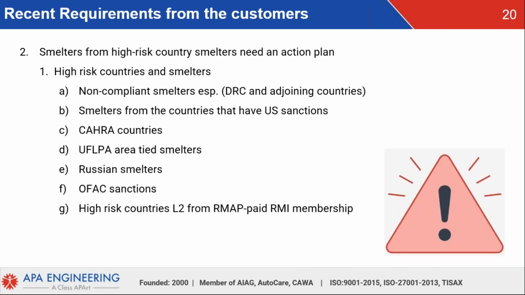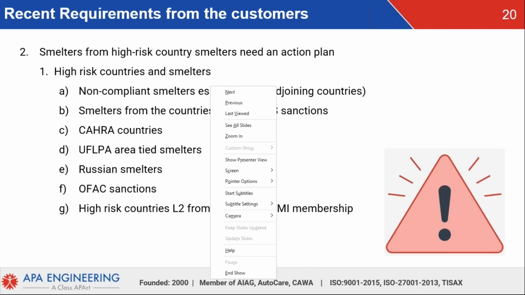Now let us understand what are the high-risk countries. While the CMRT template has got two categories called covered countries and CAHRA countries, practically, customers have added additional criteria on the high risk. We have listed the high risk country parameters.